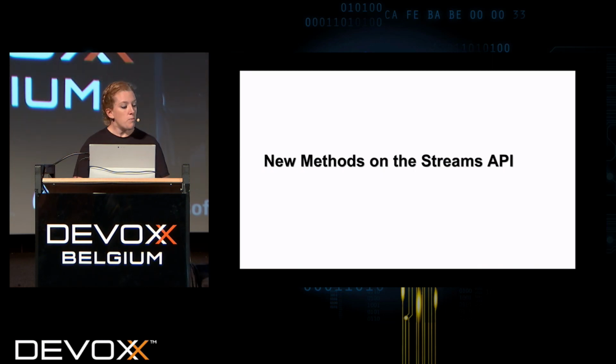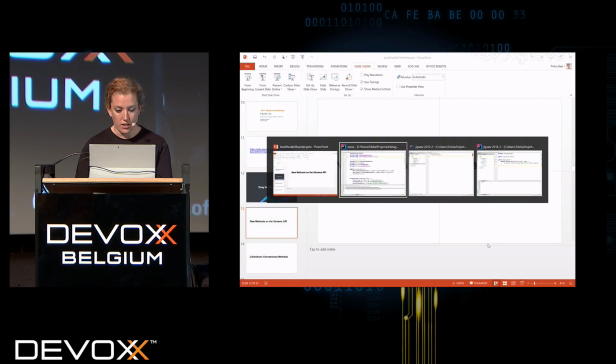There are some new features in Java 9, some of which are actually really quite nice. So we have some new methods on the Streams API. Let's take a look at this.